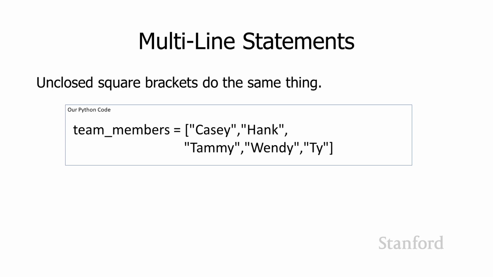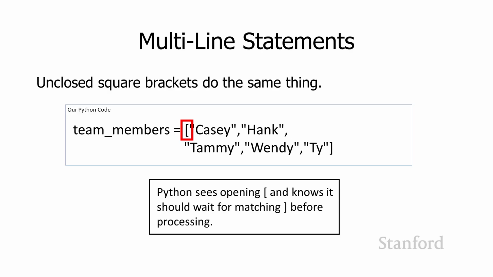You can do the same thing with square brackets. If you've got a list of items like I've got here, it sees that opening square bracket, it sees a bunch of people on our team member list, and it doesn't see a closing square bracket. It says, you must want me to continue processing the next line and the next line until I see that closing square bracket.